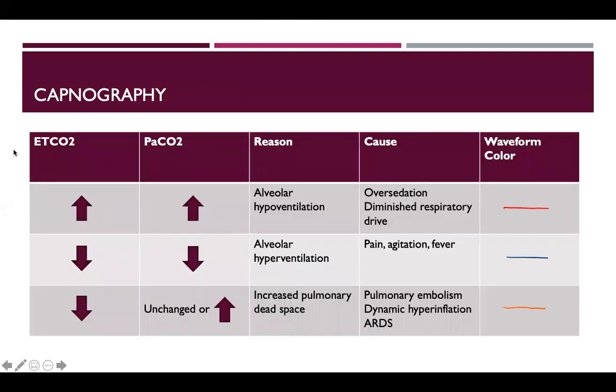And this is just a table summarizing that based on which direction the EtCO2 and the PaCO2 are going, the reason for that, different causes, and then the color of the waveform based on this PowerPoint here. Any questions on that?